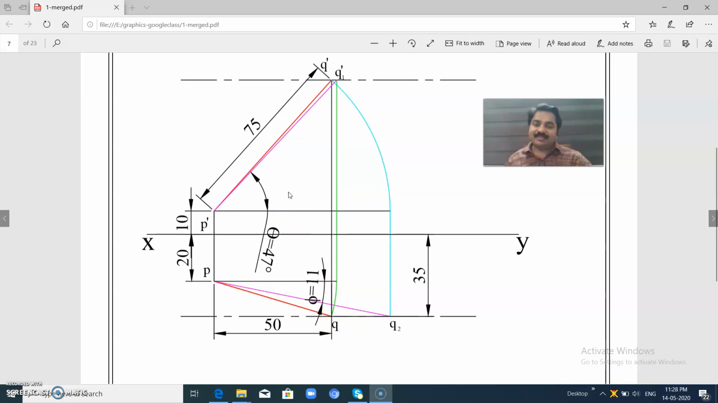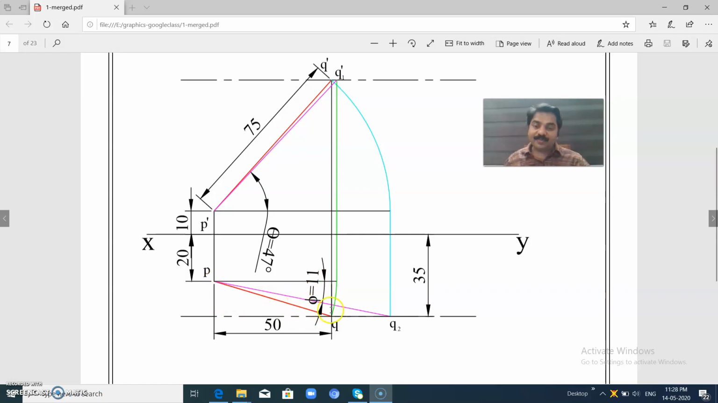Now we can find the true length, theta and phi by the line rotation method. The front view P dash Q dash is rotated and made parallel to the XY line here. This may be called Q2 dash. Then from this point you can project to the top view locus. So this is the top view locus. This point may be marked Q2, and the angle made by the line PQ2 with the XY line is phi, the angle that the line makes with the VP.